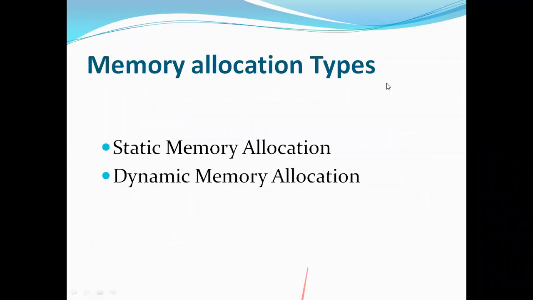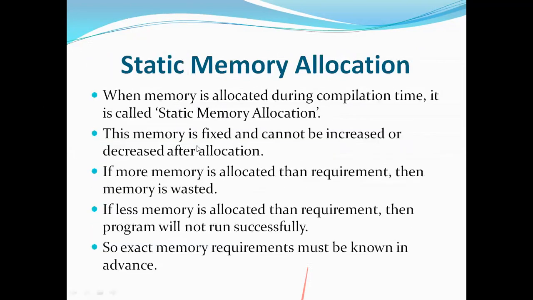Again, there are two types of memory allocation: static and dynamic. Static means when memory is allocated during compilation time, it is called static. The memory is fixed and cannot be increased or decreased. If more memory is allocated than required, then memory is wasted. If less memory is allocated than required, then the program will not run successfully. So the exact memory requirement must be known in case of static memory allocation.